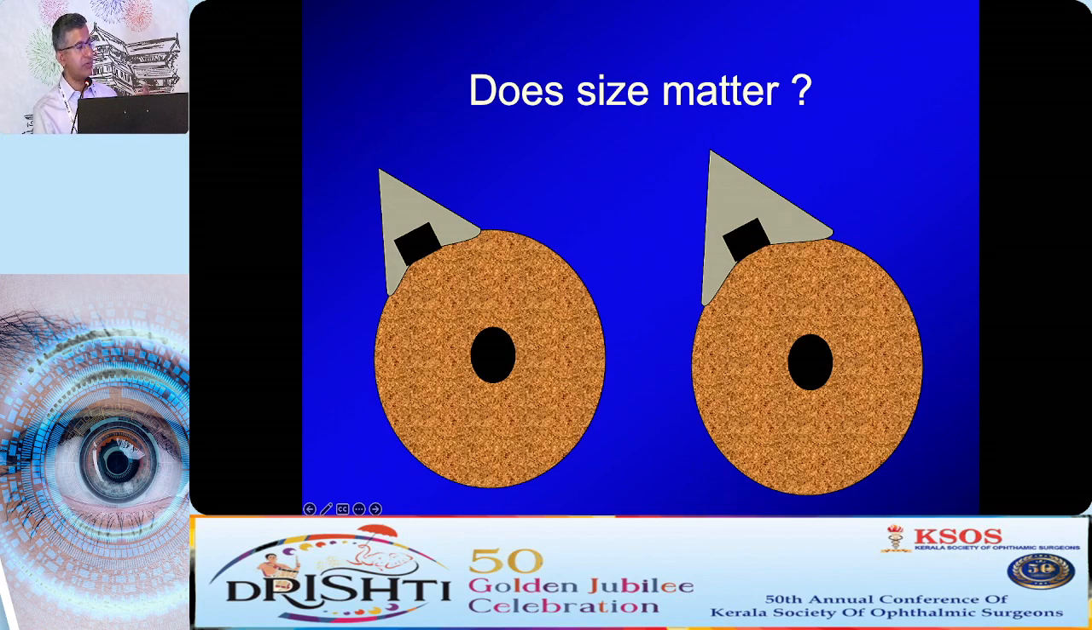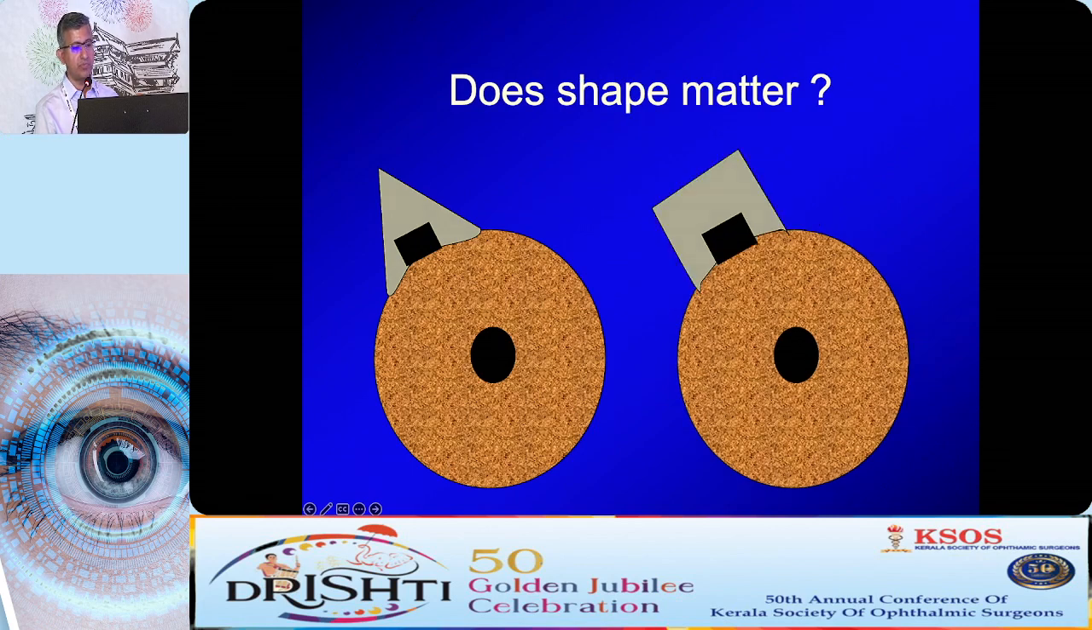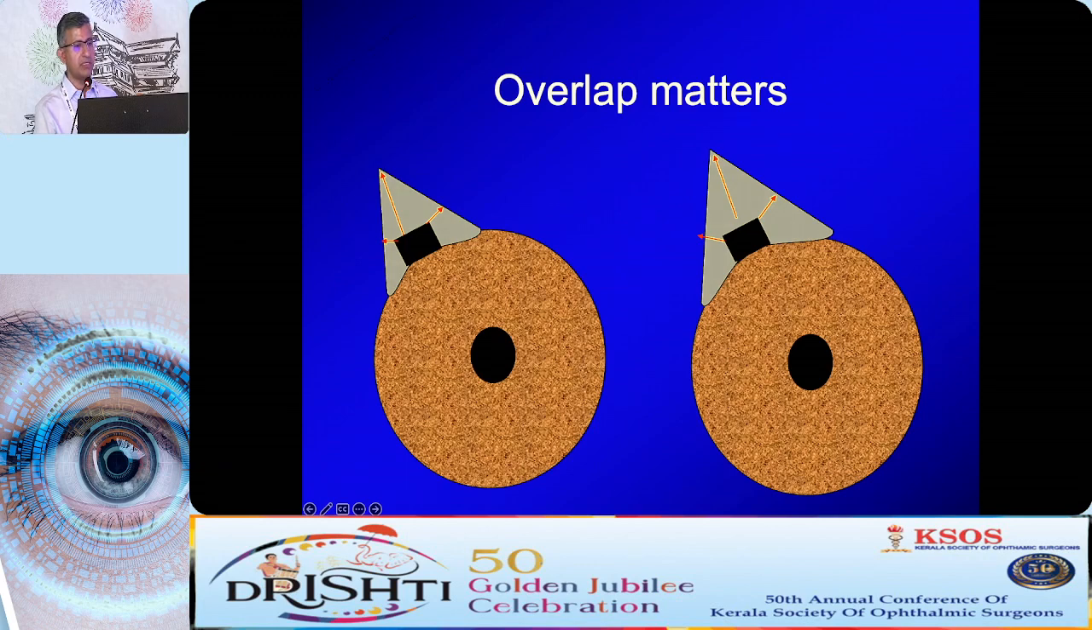So when you're suturing, obviously you're going to suture the flap. And when you suture the flap, the 2 questions that come up very commonly is, does the size of the flap matter? The size of the flap doesn't matter from a filtration point of view. Does the shape matter? Shape also doesn't matter from a filtration point of view. What matters is the overlap.